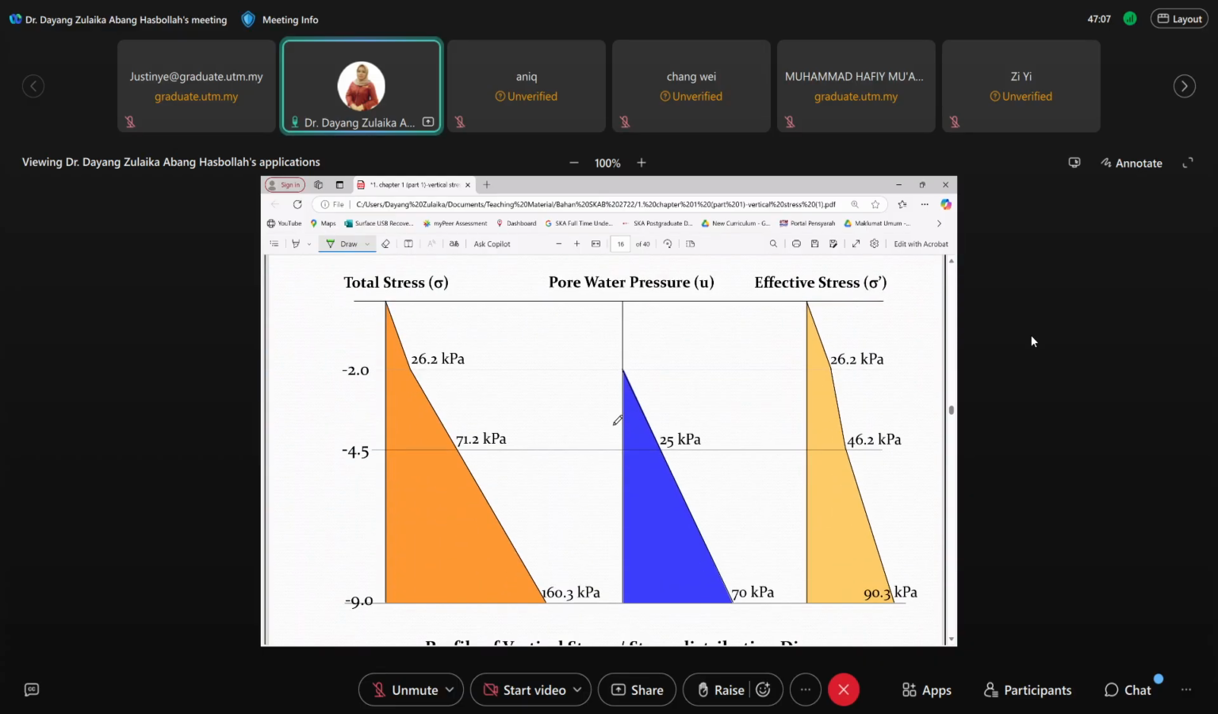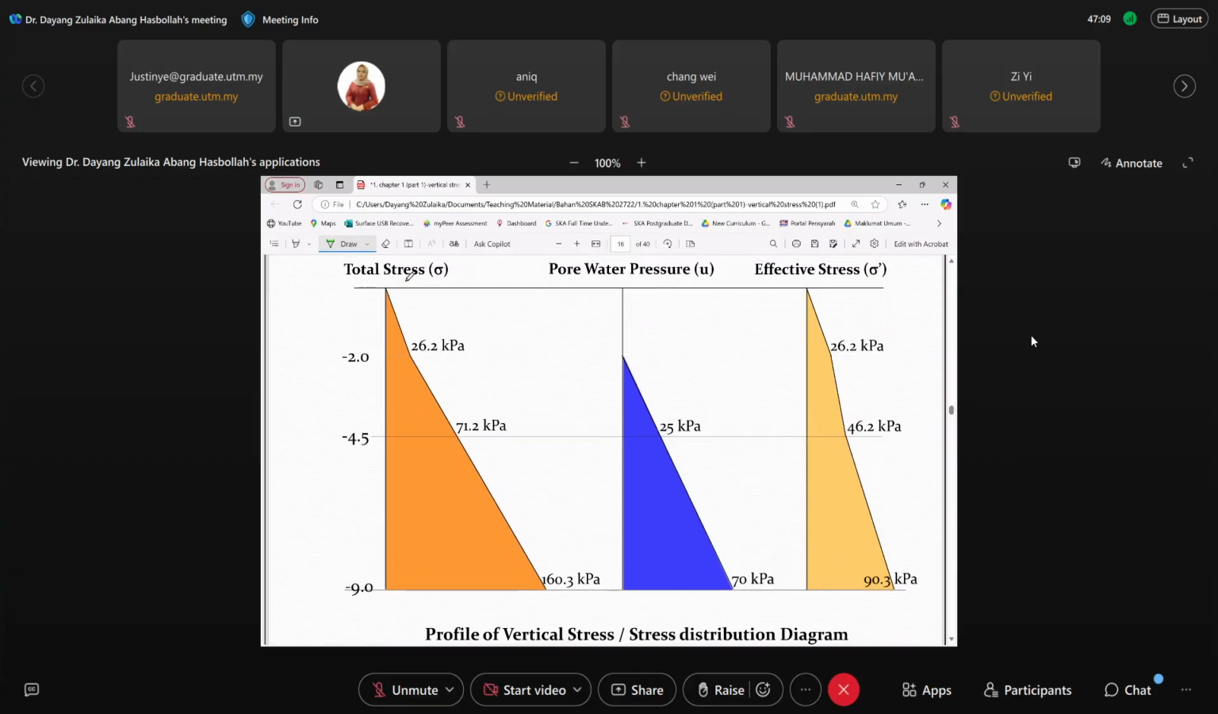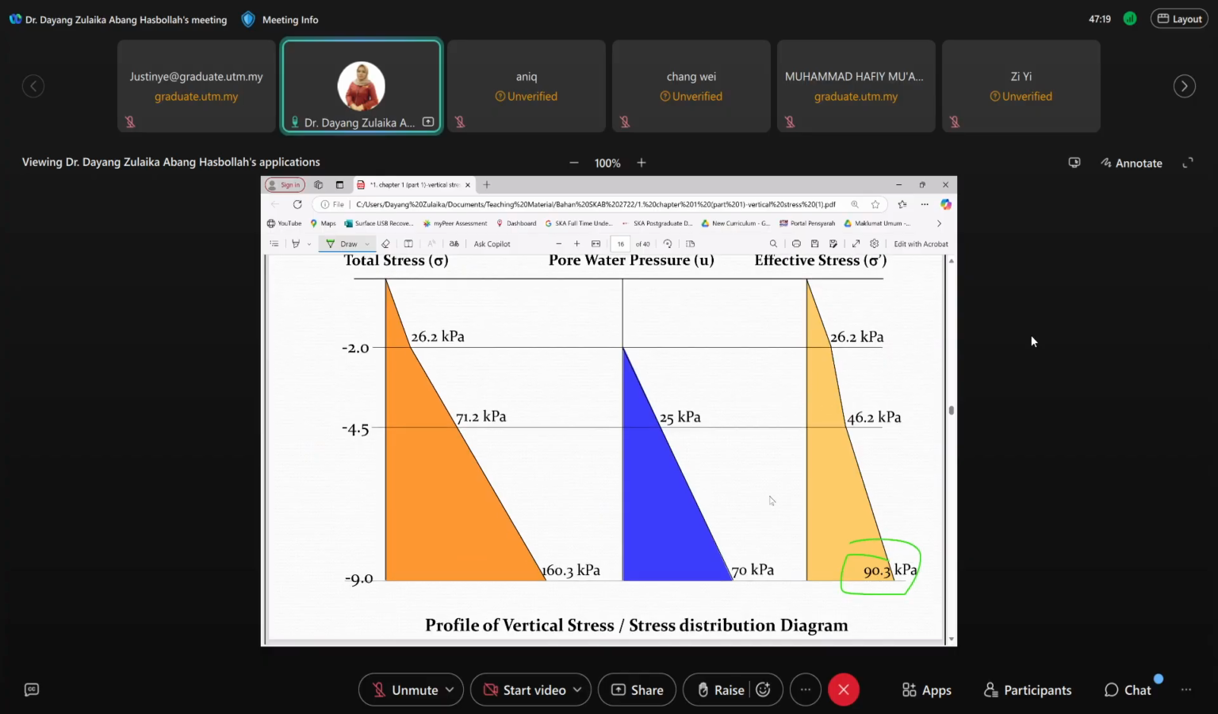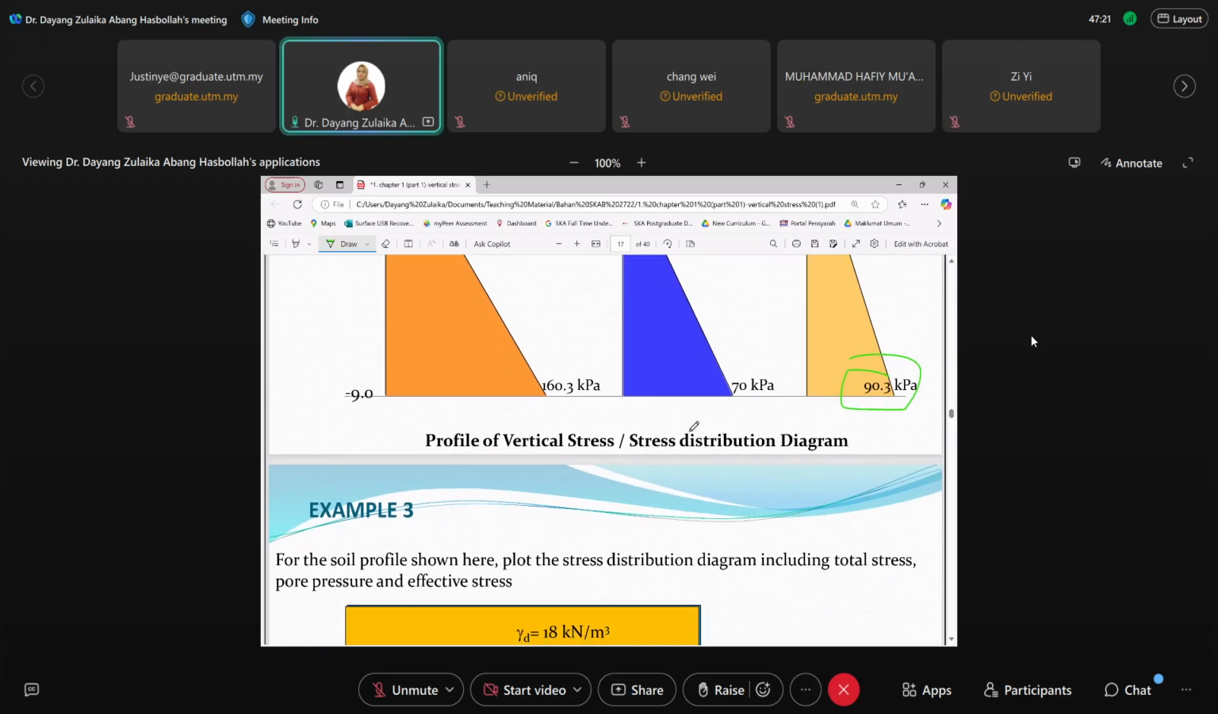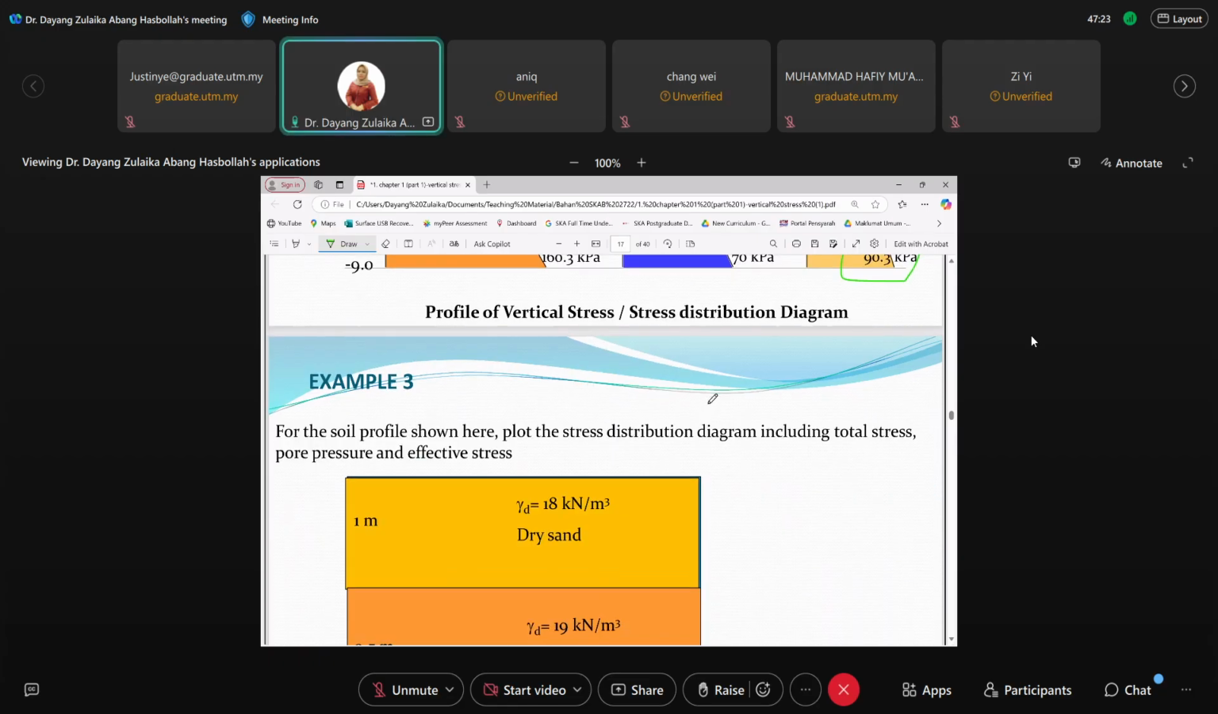So your answer must be like this. We have three columns and then you have a triangle like this. Okay, so this is your final answer. This is what we call the stress distribution diagram.